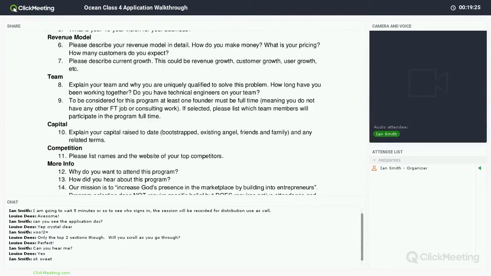So what we're looking for here is assumptions. You can even list them out. Say, here are our revenue model assumptions. We believe people are willing to pay this much for our product. We believe that it's going to cost this much for us to deliver the product. So we're looking for the assumptions.